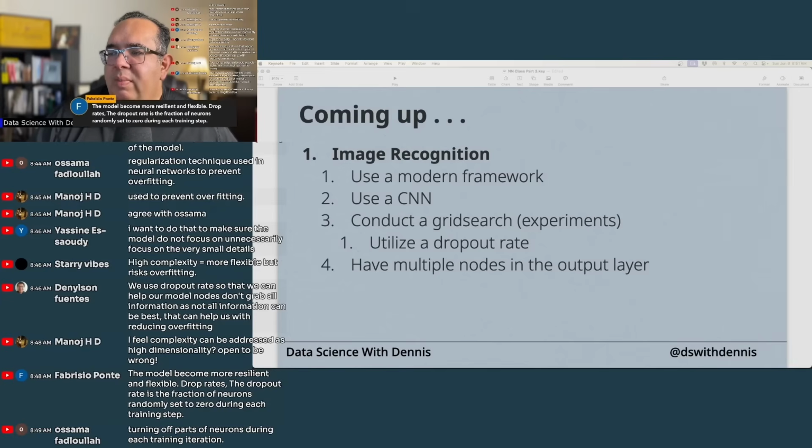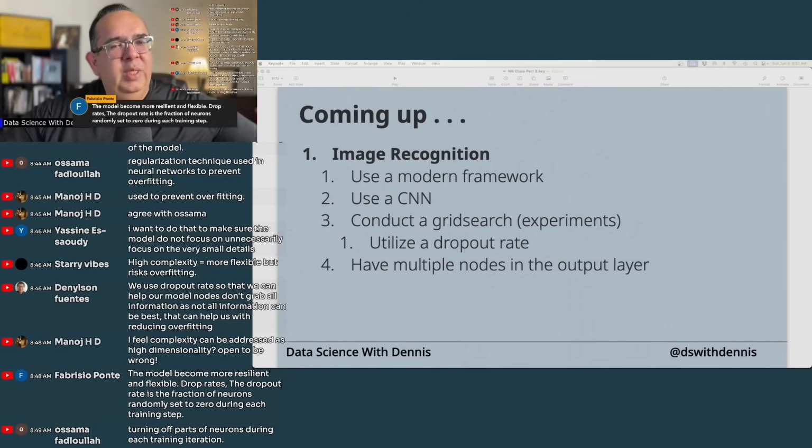Fabrizio says the model becomes more resilient and flexible. The dropout rate is the fraction of neurons randomly set to 0 during each training step. Yeah, that's reasonable. Yeah, guys, it's very important how we express ourselves, right?